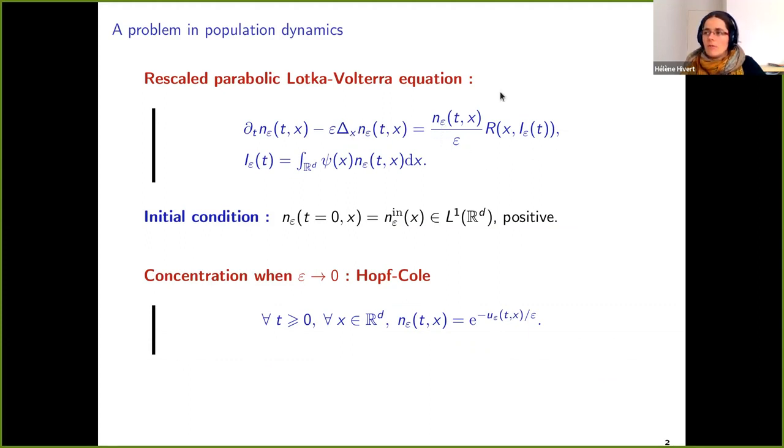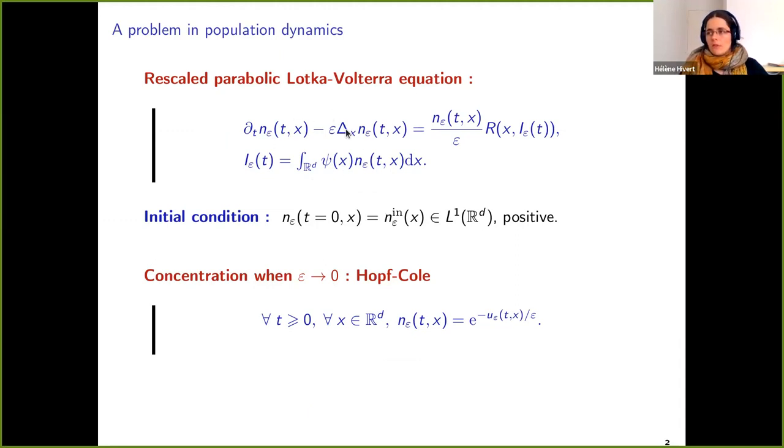And here is the impact of the selection, the net growth rate R, and I, the total population weight, is the integral of n over all the traits, and psi here is a very smooth function which acts as a weight on the trait space. We are given an initial condition such that this I is well defined at time 0.